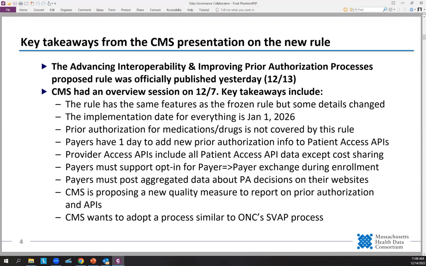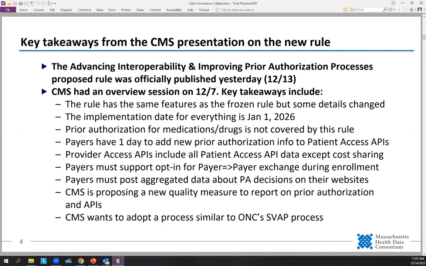They also pointed out that the provider access APIs, and again, this is the API that is going from the payers to the providers, includes everything that's in the patient access API with the one exception, and that is the specific cost sharing information. But it includes everything else.